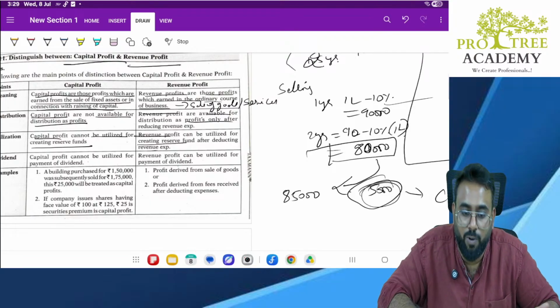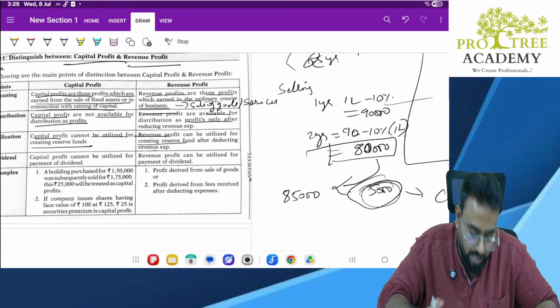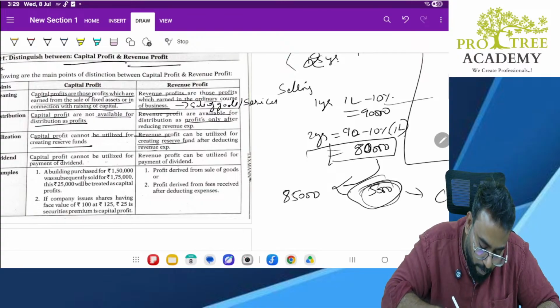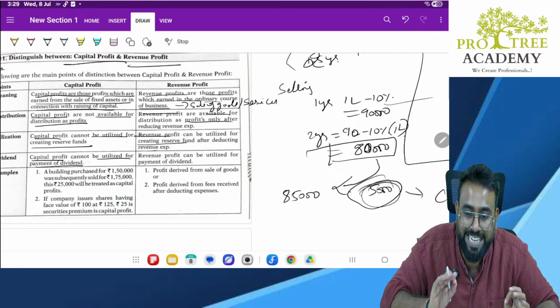Sir, now what is general reserve? What is capital reserve? Don't worry. When the time comes, we will understand. But just now remember, clear? Capital profit cannot be utilized for payment of dividend.